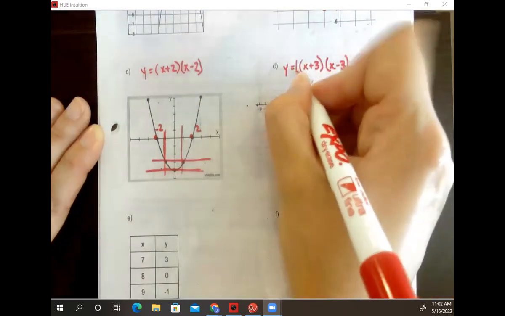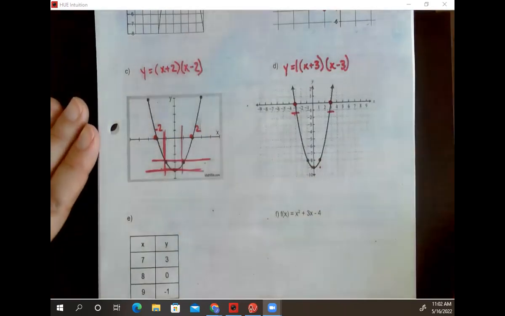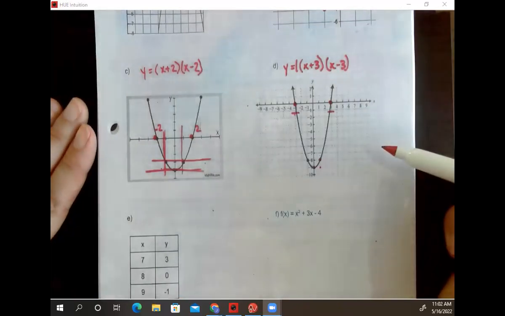If you want to write the 1, that's great, but you don't have to, as we said with C. So you should have had y equals x plus 3 times x minus 3. Question for me on D?